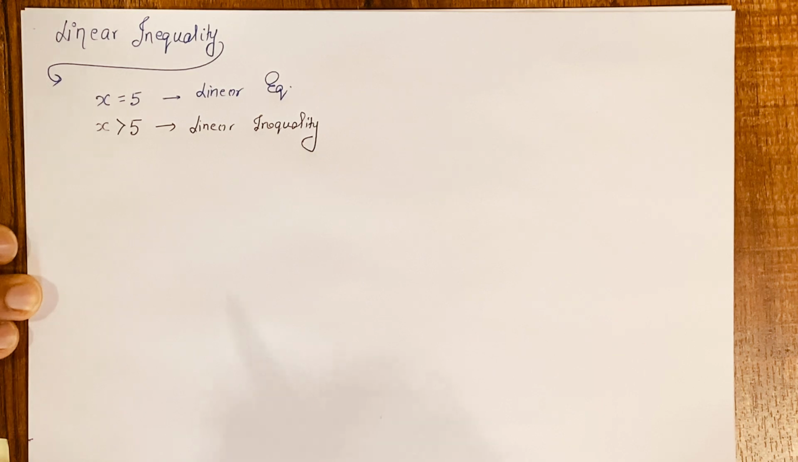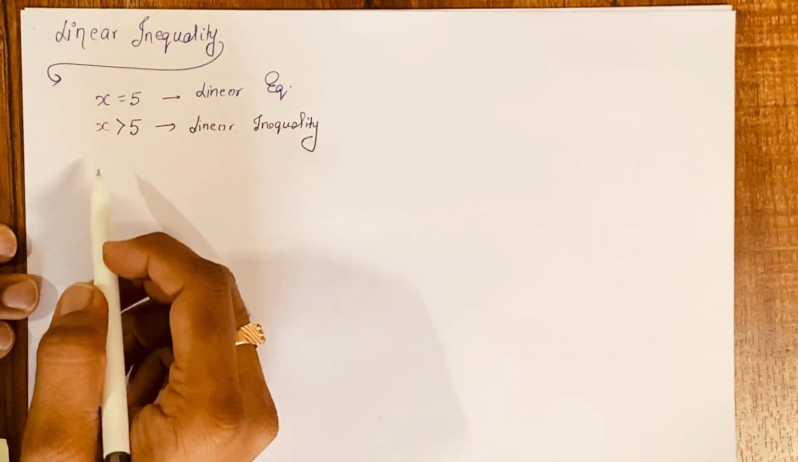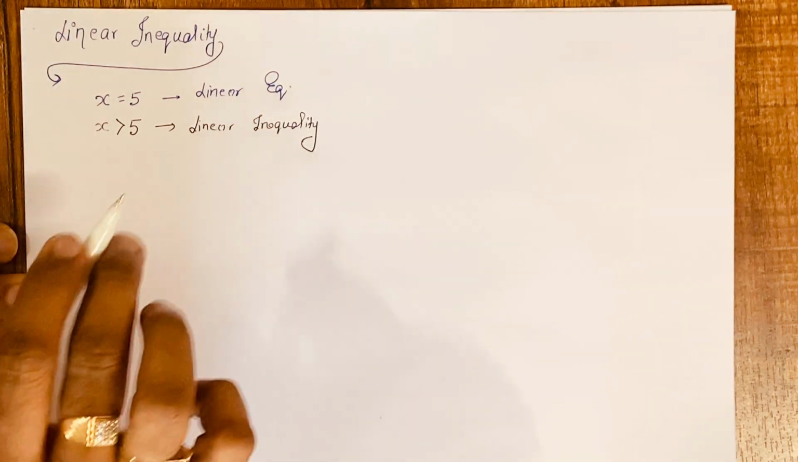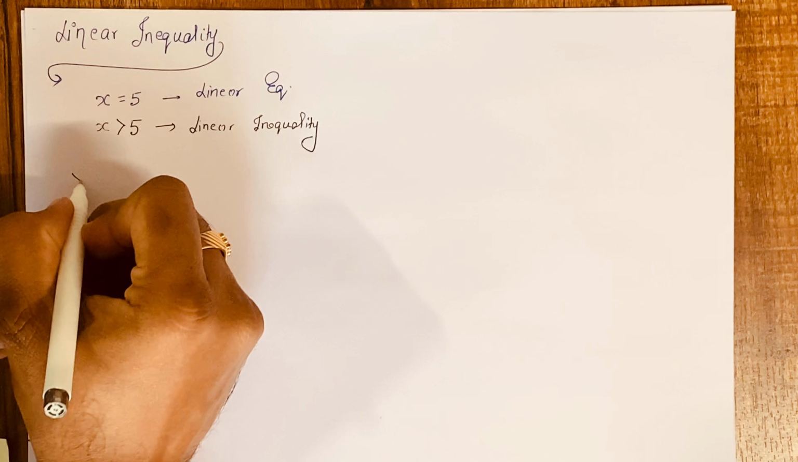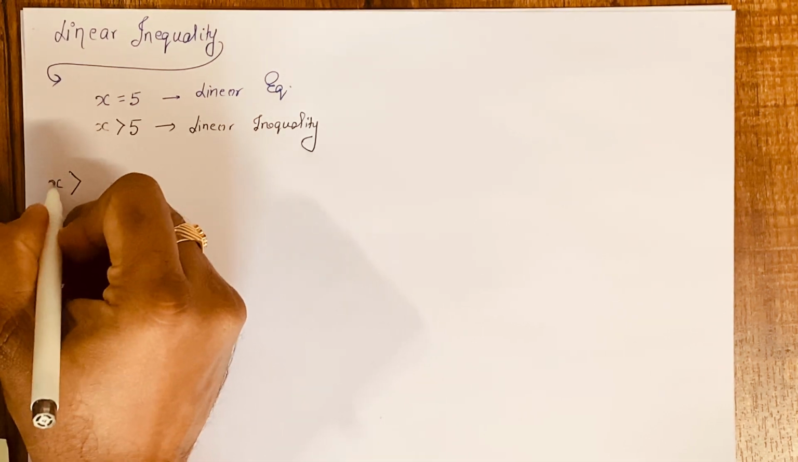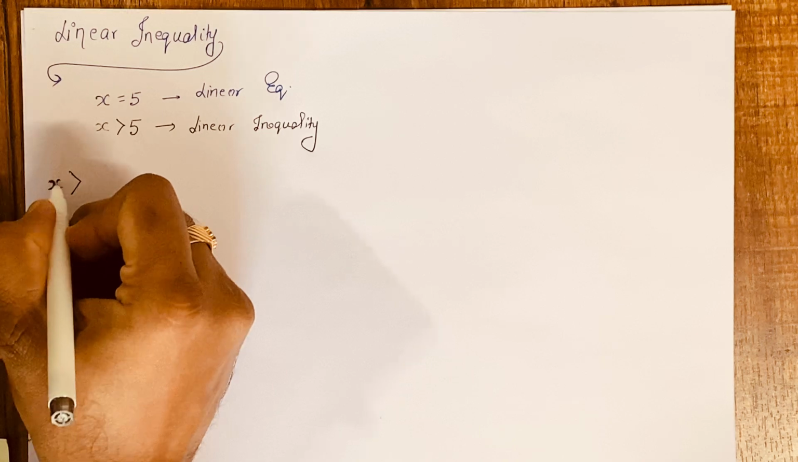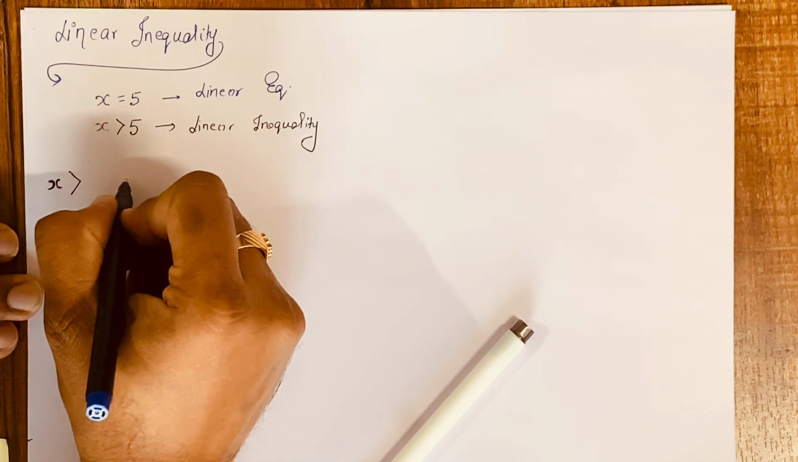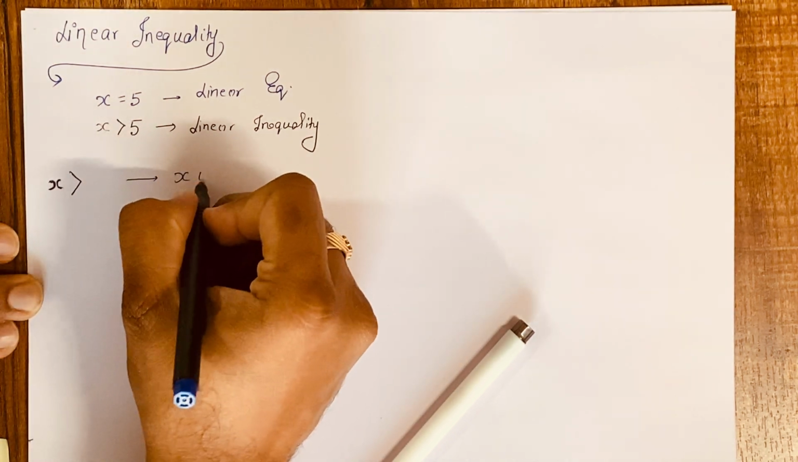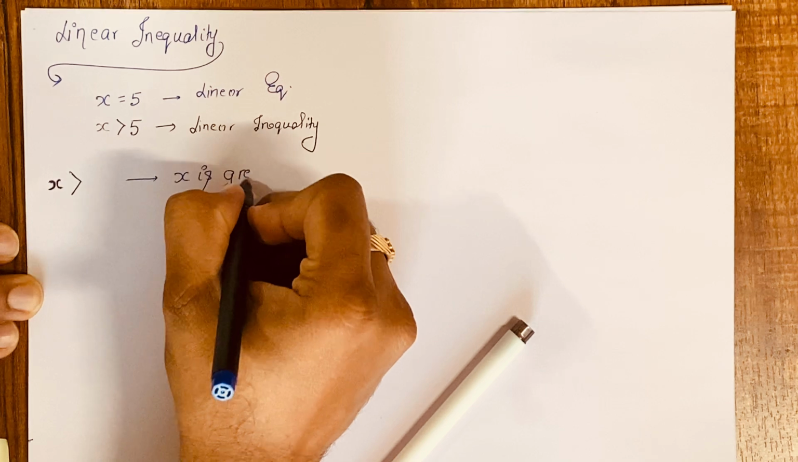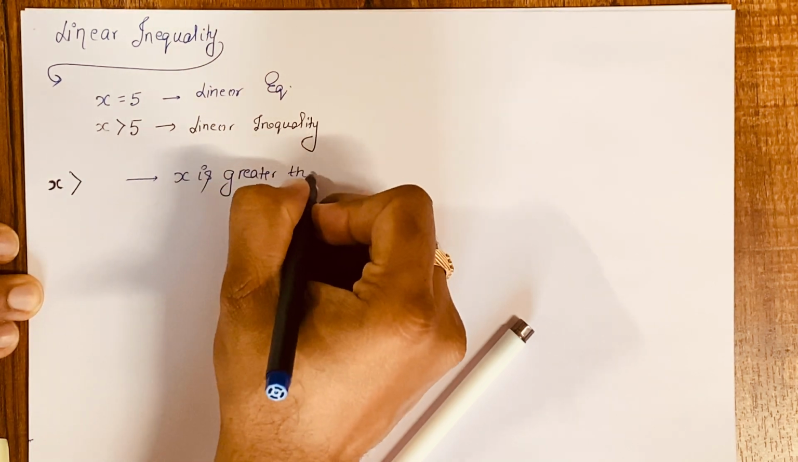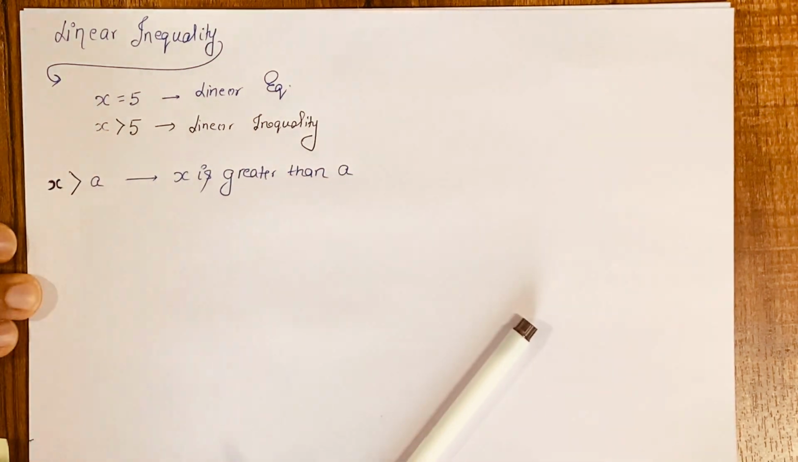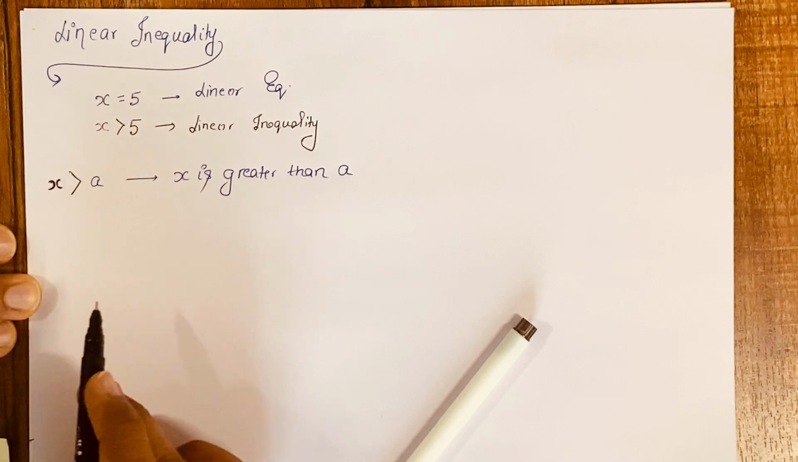Now the question comes: is this the only symbol which we are going to use, greater than? No, there are 4 symbols which we have to study here. The first one is greater than. On the left hand side, we write x, and normally we write the variable on the left hand side. Then we refer to this as x is greater than a, where a is any value written here. This is a linear inequality.